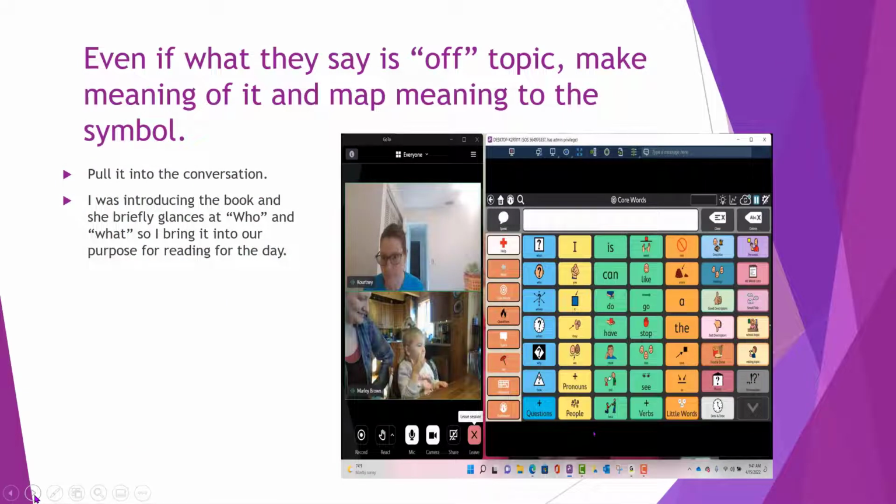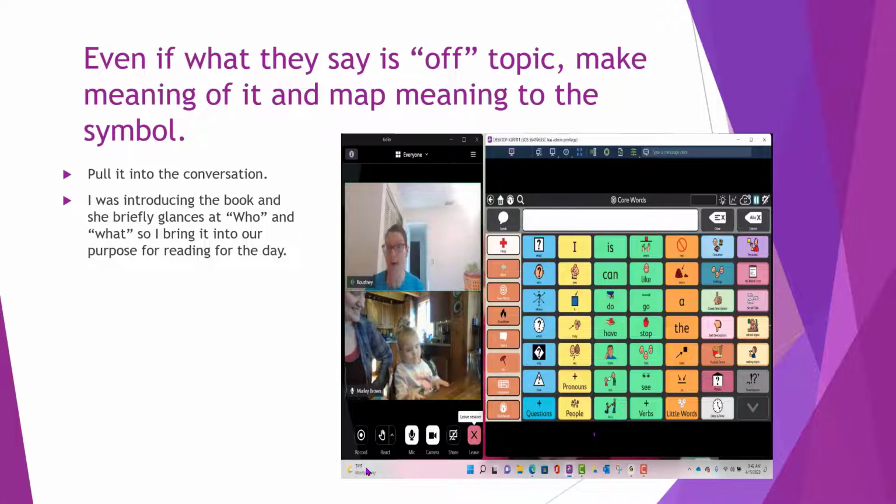Even if what they say is quote unquote off topic, we're going to make meaning of it and map meaning to those symbols. We're going to pull it into the conversation. Here, I'm going to be reading to Marley, and she looks at who and what. I'm looking at my pictures of who and what. I don't know that a box with a question mark in it or a face with a question mark in it is what and who, so I'm going to bring it into our conversation and into our purpose for reading for that day.